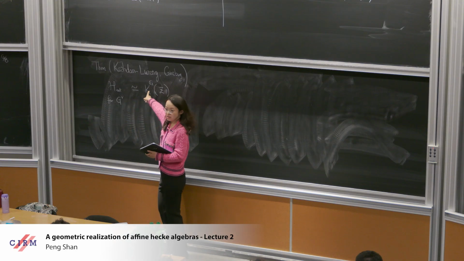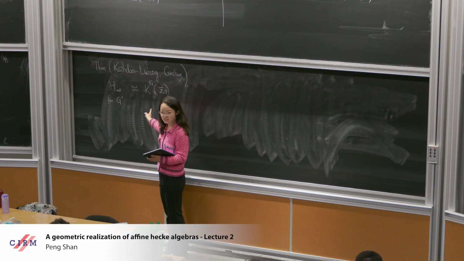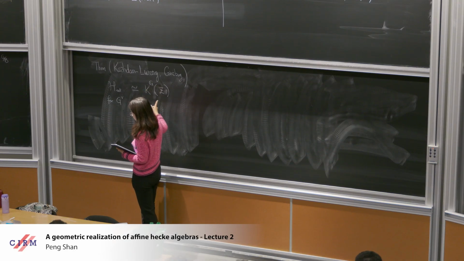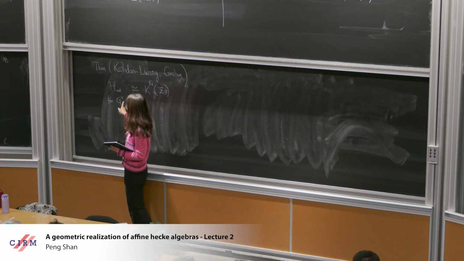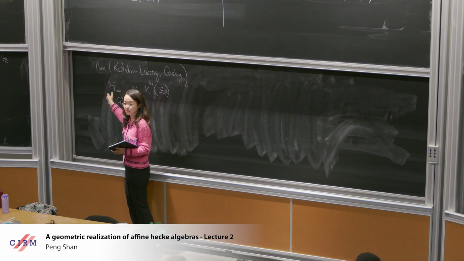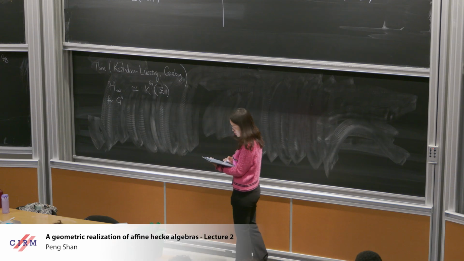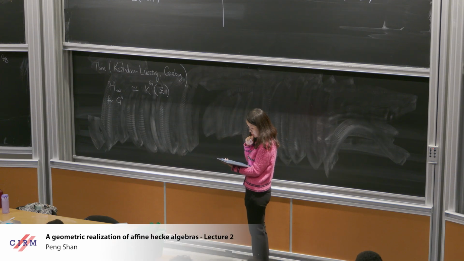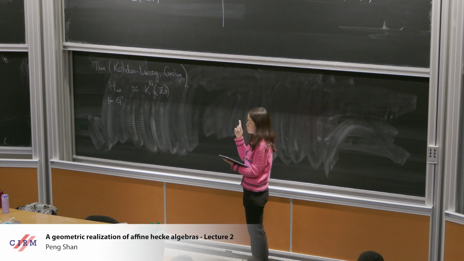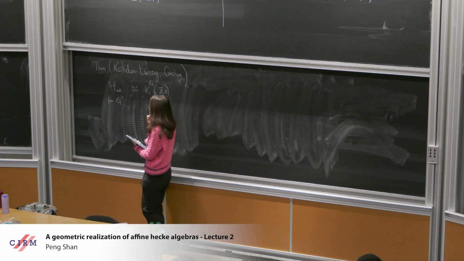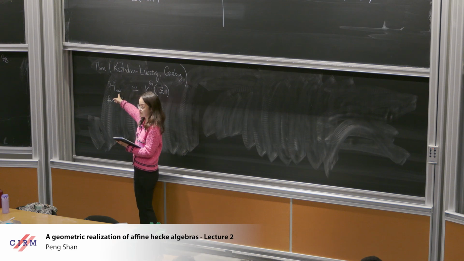But this is for G. The point is that there's a Langlands duality involved. So if you take this coherent side, you work with G, and then you should work with the G check on the affine Hecke algebra side. Okay. So I want to try to explain the proof for this theorem. And this is what I meant by geometric realization of affine Hecke algebras in the title of these lectures.